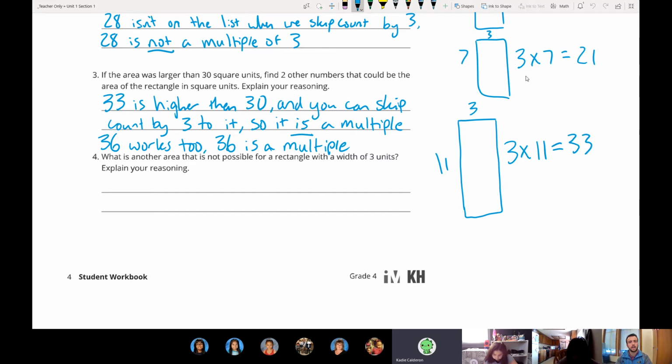We did it right over here on the top right. It's actually still up. 3 times 7 is 21. So you're listing multiples. I'm looking for numbers that aren't multiples of 3. So what's an example of a number that's not a multiple of 3? Any ideas?